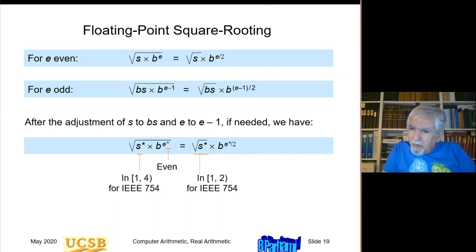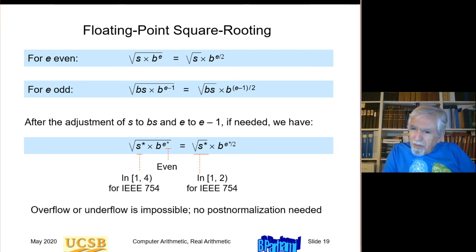So square rooting requires this pre-processing step to look at the exponent. If it's even, leave S alone. If it's odd, subtract 1 from the exponent and double S. Then extract the square root of S star, this modified S, and then divide the exponent or modified exponent by 2. And dividing by 2 is simply right shift, so it's pretty easy. Okay, overflow or underflow is impossible in this case, and no post-normalization is needed.